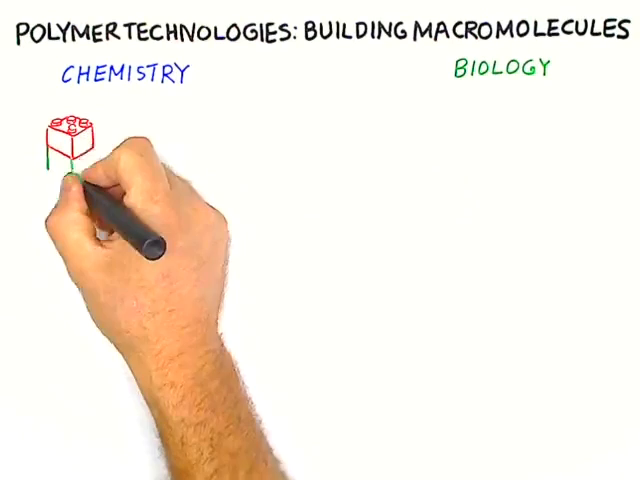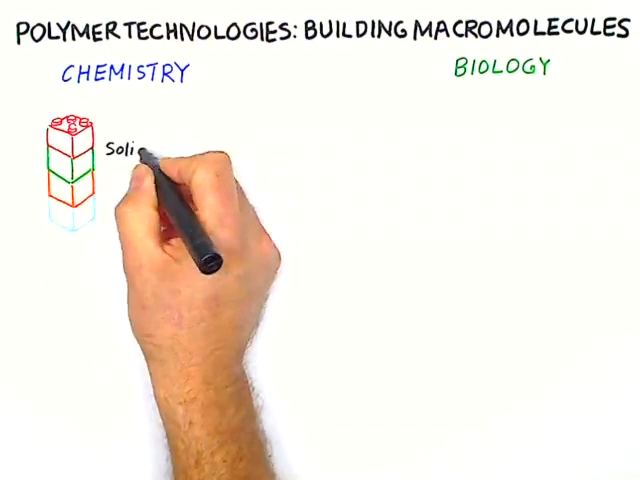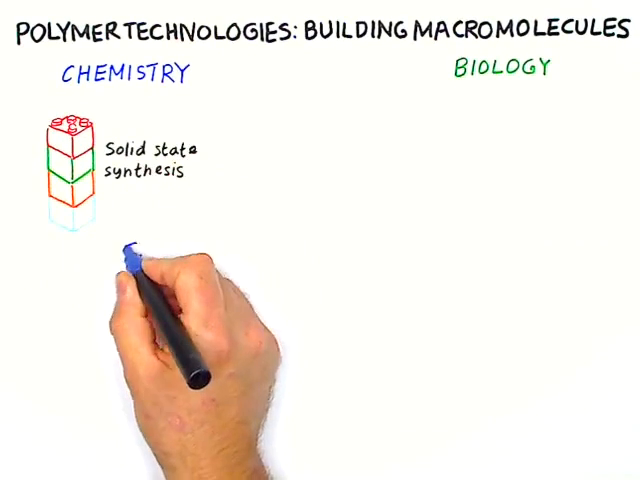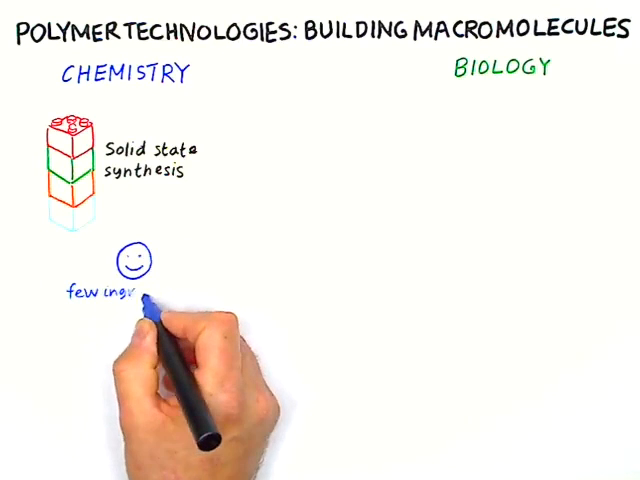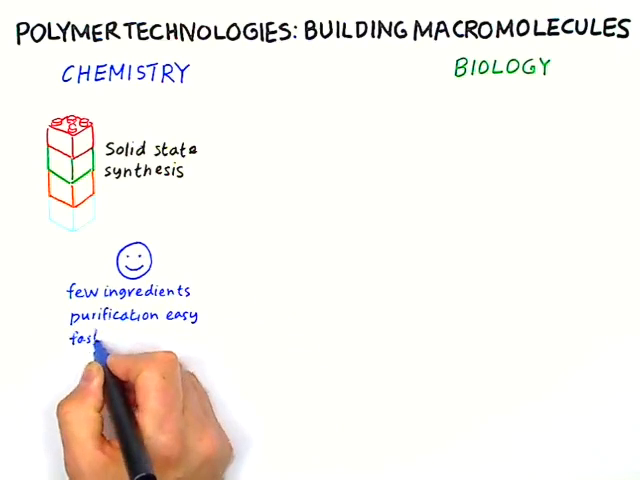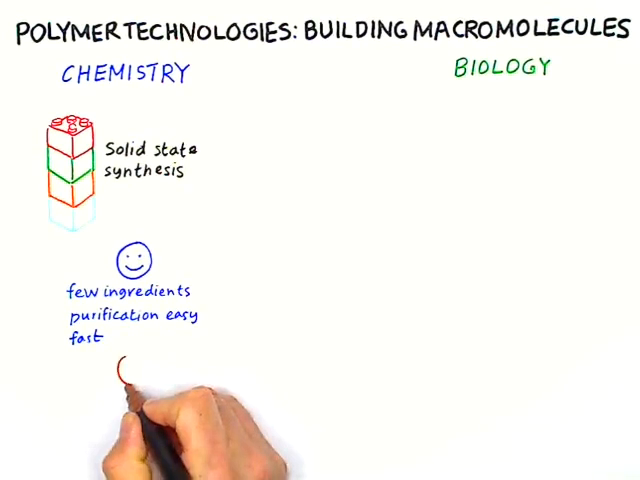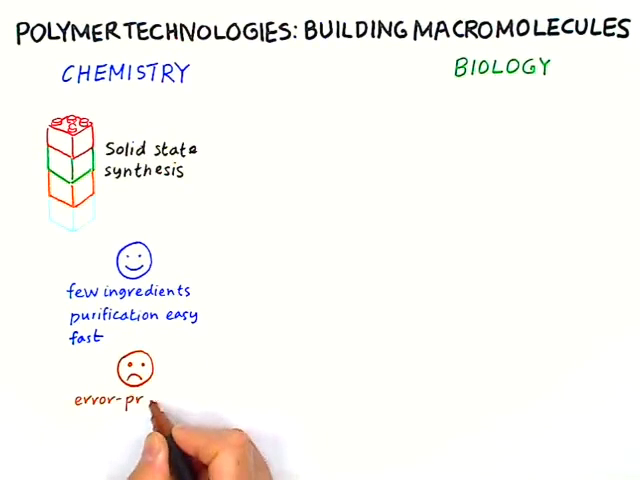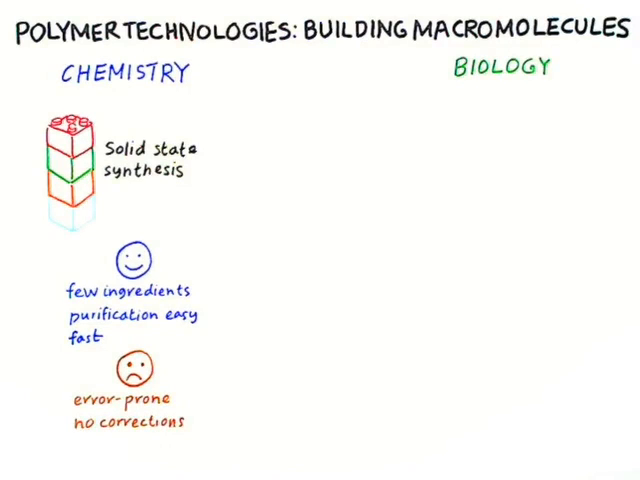This Lego building approach is called solid-state synthesis. It is a great technique because there are only few ingredients, purification is easy, and chemical synthesis is fast. However, errors can happen, and there is no proofreading of what is being built.